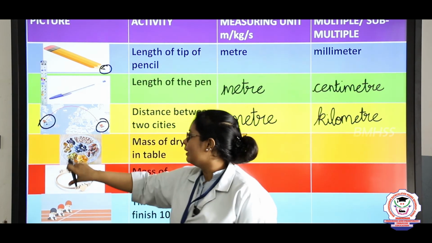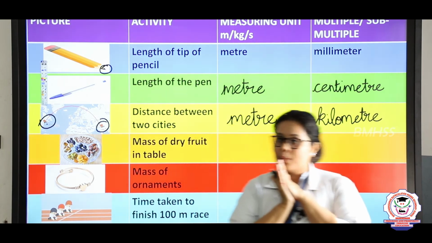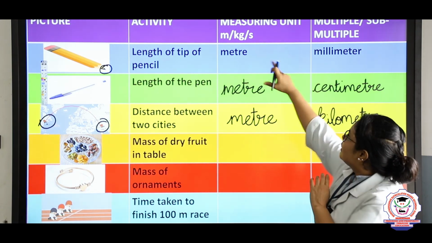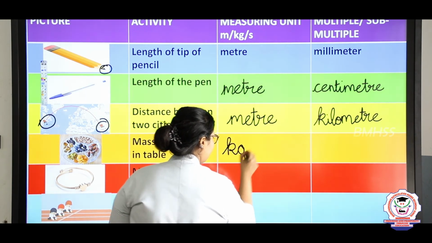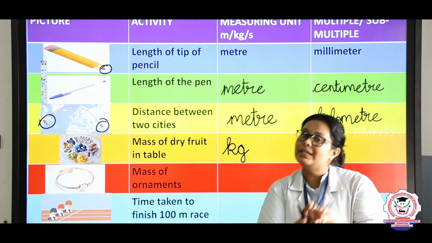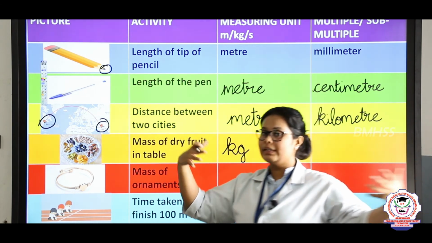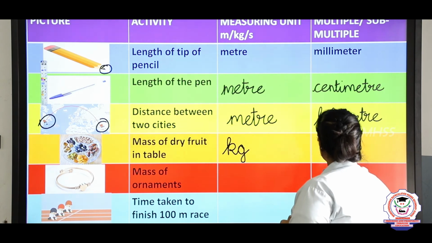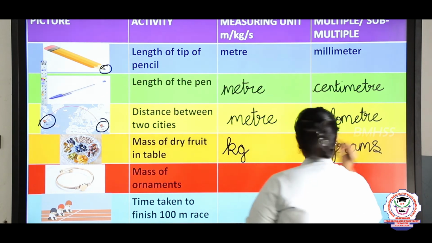Next, I am having many small dry fruits in the plate. Now these dry fruits I want to weigh, what is the weight of these. So this way, normally how we can weigh? It is kilogram. What it is? kg. Now this is very small amount, right? Now this small amount you cannot measure it with kilogram because it is too small. Kilogram is a very big thing. So the sub multiple is grams. What it is? G, R, A, M, S.